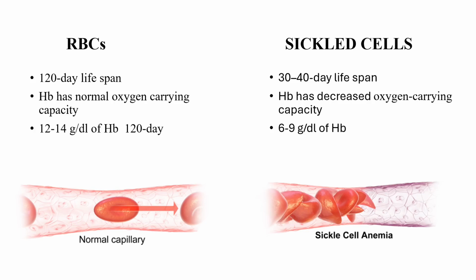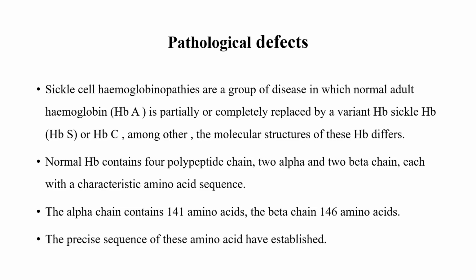The pathological defects of sickle cell. Sickle cell disease is a group of diseases in which normal adult hemoglobin is partially or completely replaced by a variant Hb, sickle, which is HbS or HbC. Among other things, the molecular structures of these hemoglobins differ. Normal Hb contains 4 polypeptide chains, 2 alpha and 2 beta chains, each with a characteristic amino acid sequence. The alpha chain contains 141 amino acids. The beta chain contains 146 amino acids. The precise sequence of these amino acids has been established.